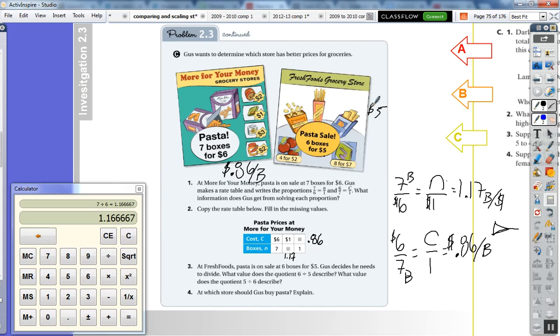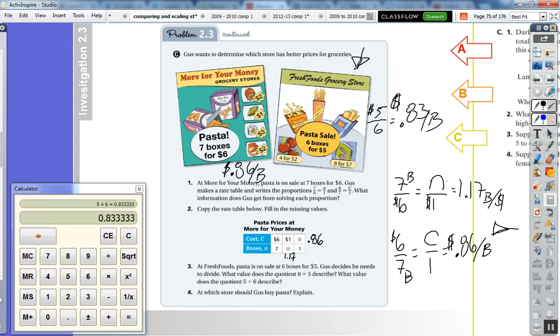So over here, we have $5 for 6 boxes. And 5 divided by 6 is 83 cents per box. Which one's cheaper? That's right, Fresh Foods is cheaper. Now at this point, I think you'd probably say, well, who cares, because it's only 3 cents apart. But if you buy a lot of pasta, then this is probably the better deal.